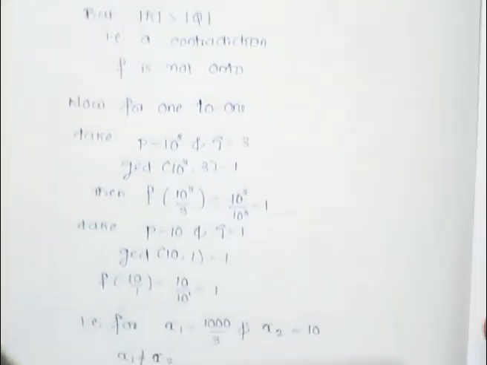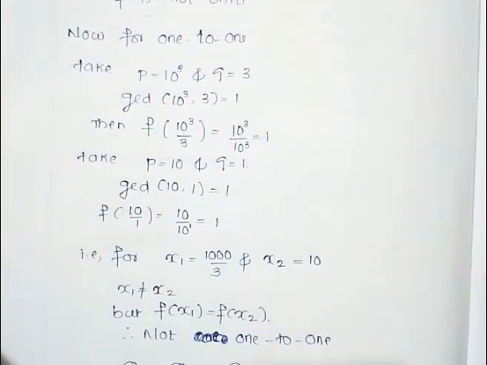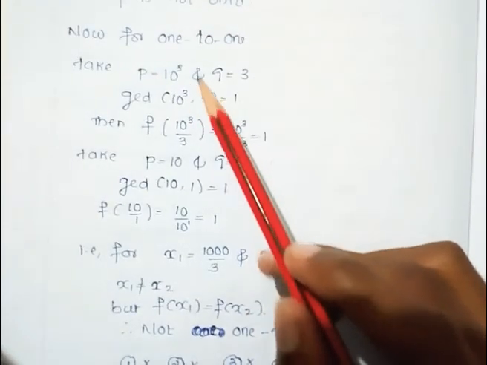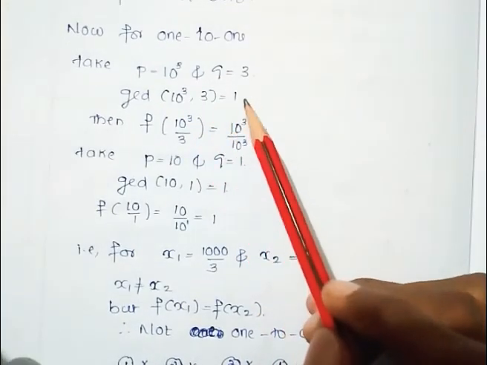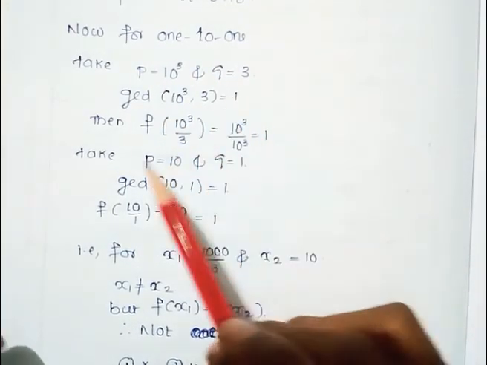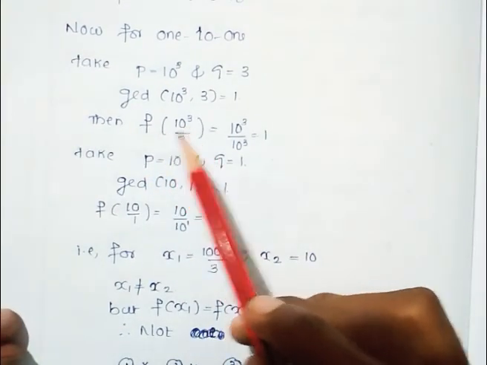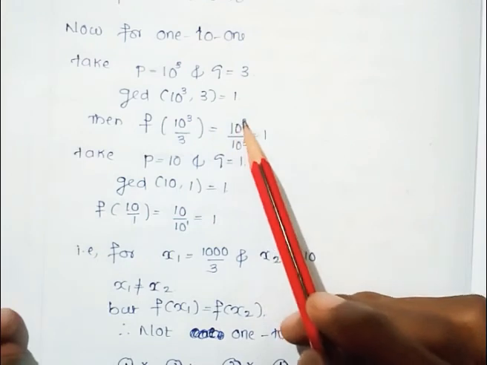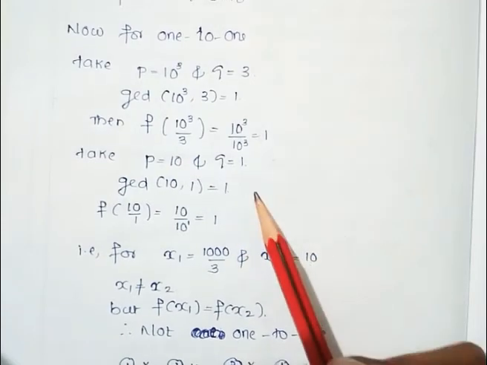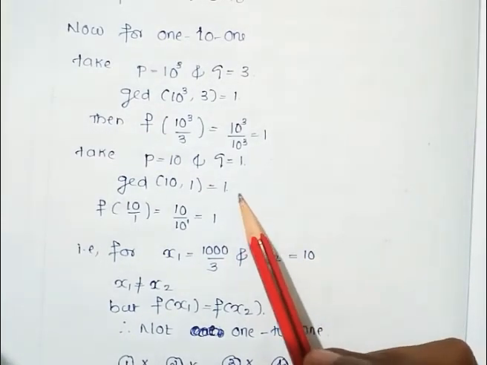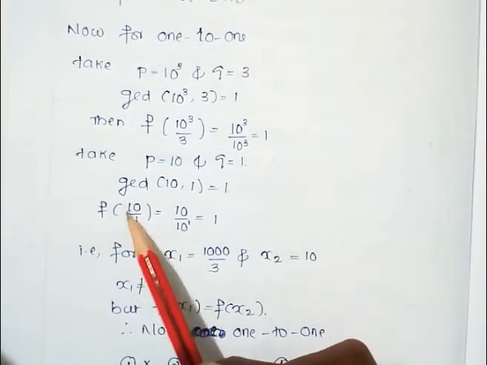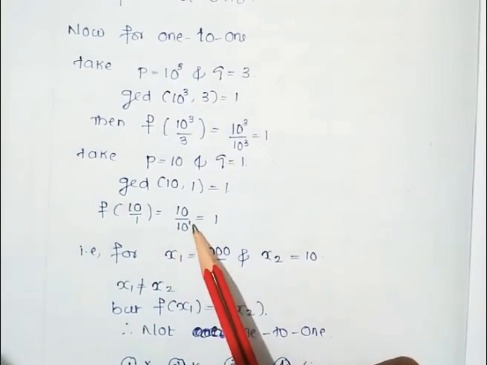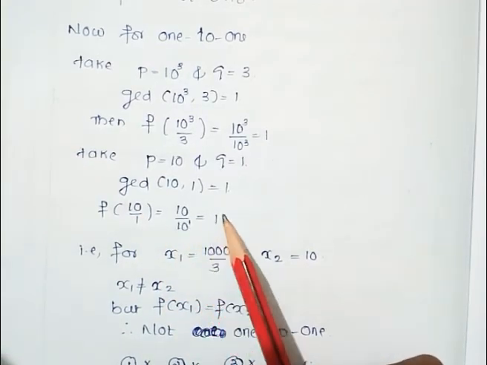Now for one-one, take p is equal to 10 power 3, that is 1000, and q is equal to 3. Then GCD of 10 power 3 and 3 is equal to 1, so our given conditions are satisfied. Then f of 10 power 3 by 3 is equal to, by definition, 10 power 3 by 10 power 3, which is equal to 1. Now again take p is equal to 10 and q is equal to 1. Then GCD of 10 and 1 is equal to 1, so the given conditions are also satisfied. Then f of 10 by 1 is equal to, by definition, 10 by 10 power 1, which is equal to 1.